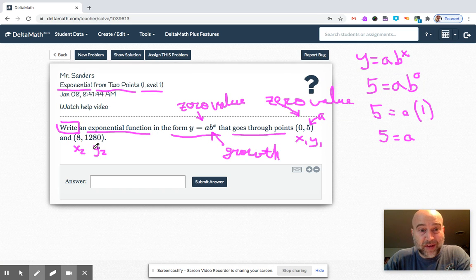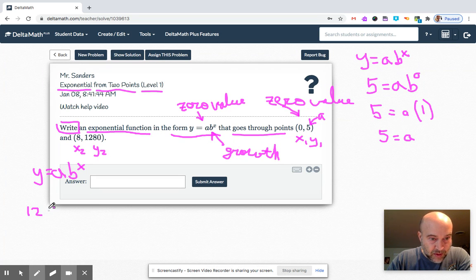Now we just plug in everything else from the other point, including our a, and that leaves one unknown, and we can solve when we have one unknown. So let's go ahead and do that. Once again, we're using the same equation. So y equals a b to the x. We're plugging in the values from the second point. So the second point, y is 1,280 equals, we just found out a is 5. B is what we're looking for. That's our last piece. We're done when we have a and b and we've plugged them into the equation. Those are our parameters or constraints. And then x in this case is 8.